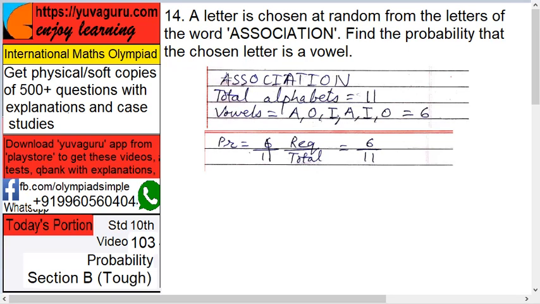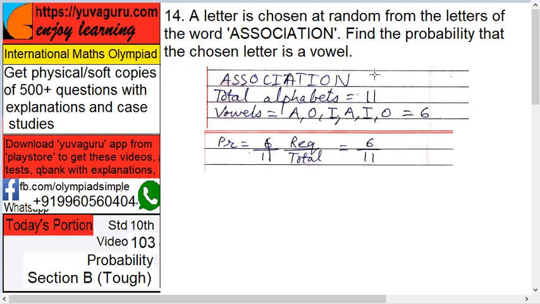So vowels are how many? A, O, I, O. See here, O 2 times, I 2 times, A 2 times. So 6. So probability is what? Required upon total. 6 upon 11.